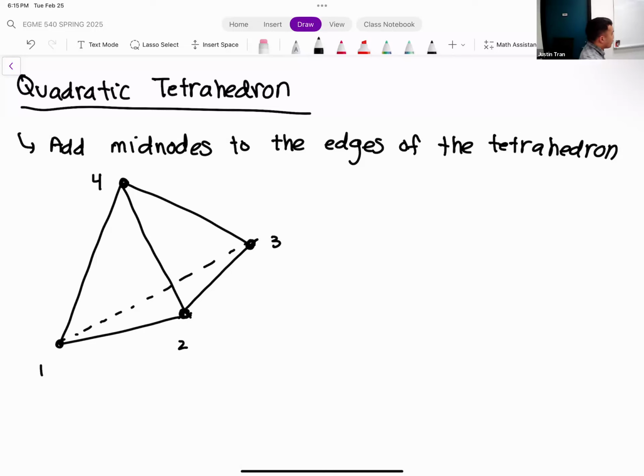Okay, so we have all our vertex nodes, 1, 2, 3, 4, and then we're going to add a node to every edge in this element here. You're going to add a node here, here, here, here, here, and then one in the back as well. So there should be 10 overall. 5, 6, 7, 8, 9, 10. Perfect.